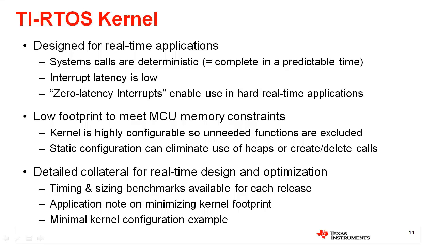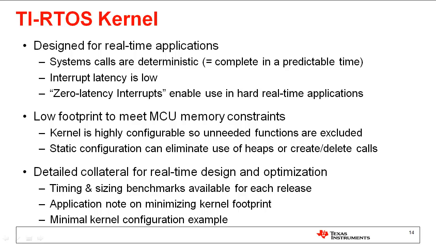On the C2000 architecture, we have something called reduced latency interrupts, where because of the architecture we can't make them completely zero latency, but we still have OS interrupt latency reduced to just about 14 or 15 CPU cycles.